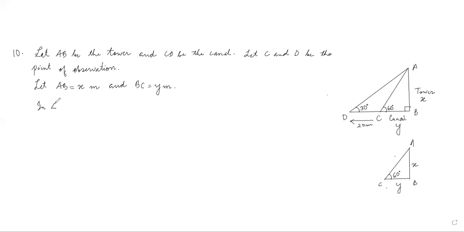In triangle ABC, right triangle, is it? In right triangle ABC, what do you call this side? What is this side called? AB is the perpendicular, and BC is the base.